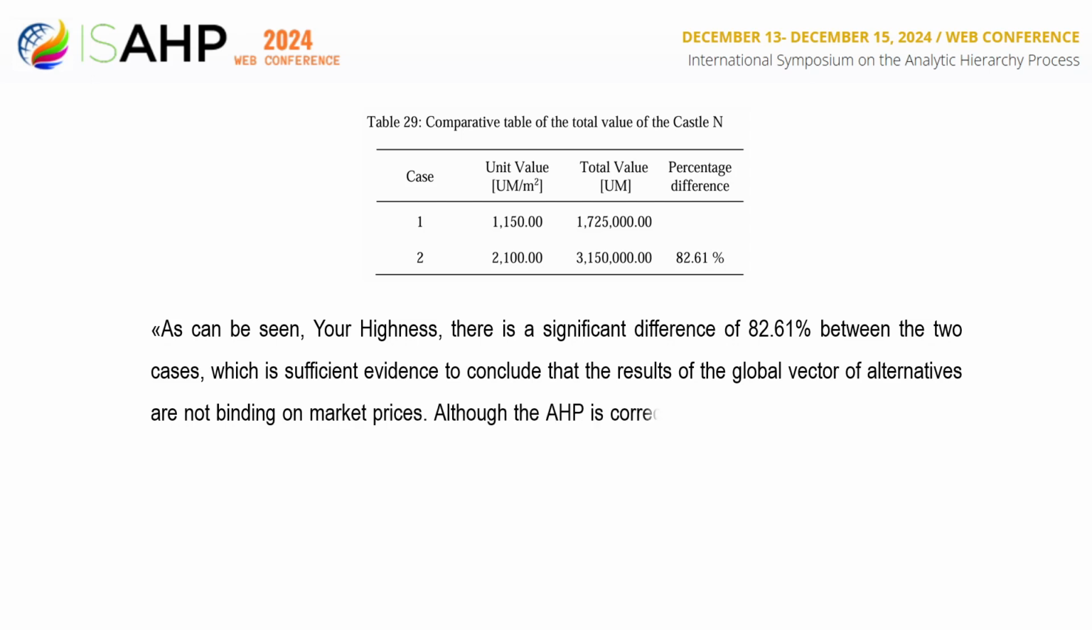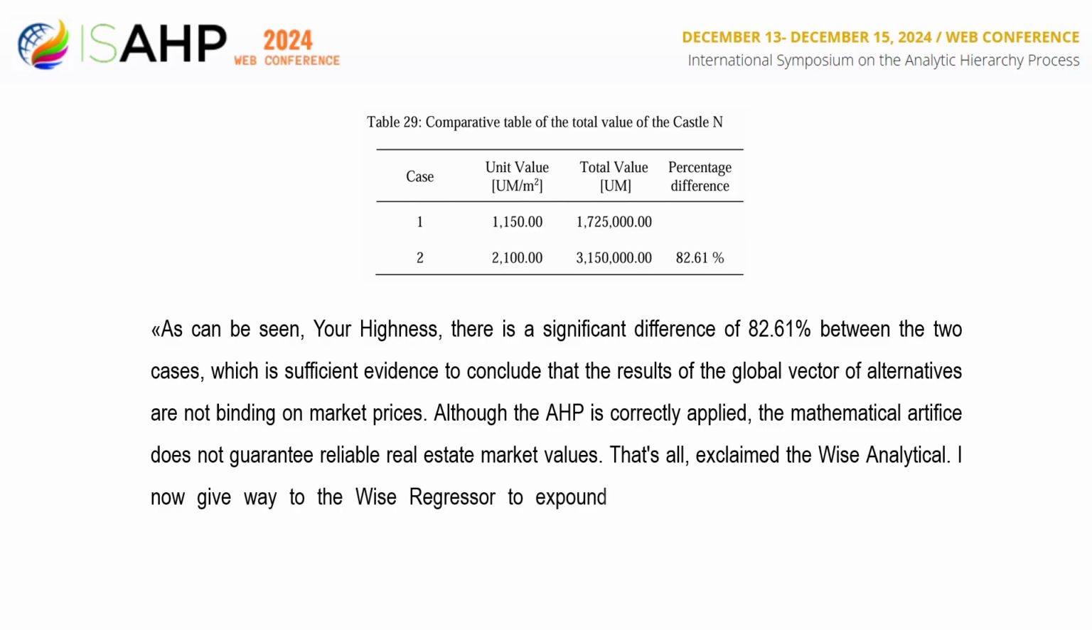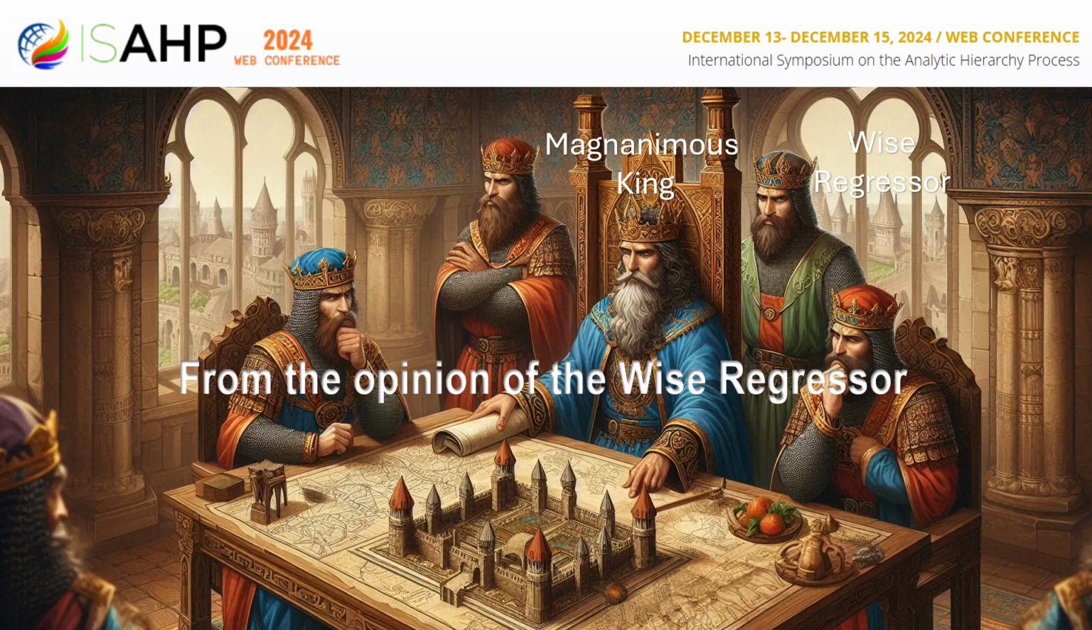Although the AHP is correctly applied, the mathematical artifice does not guarantee reliable real estate market values. "That's all," exclaimed the wise analytical. I now give way to the wise regressor to expound on his knowledge of the controversial procedure. From the opinion of the wise regressor, I agree with the position of the wise analytical, because scientifically they are two procedures that have very different and independent objectives and results.